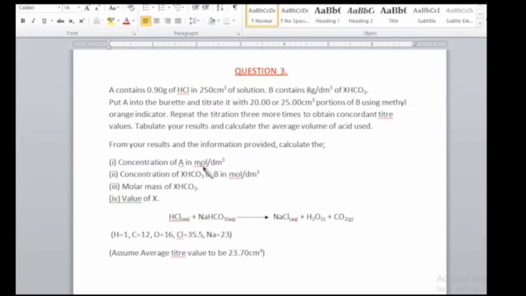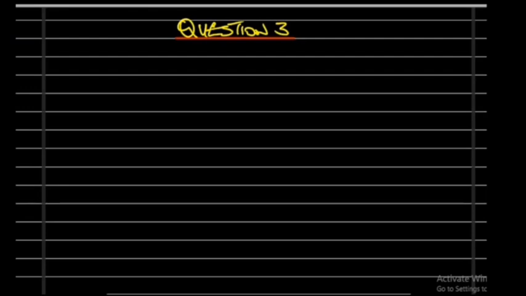So we have to calculate the concentration of A in moles per dm³. For us to be able to do that, we would probably need the concentration of B in moles per dm³, but since we do not have that, let us make do with what we have. We have the value in grams, but it is not per dm³ here, it is in 250 cm³. So let us convert this to 1 dm³ first, get the mass concentration, and when we get our mass concentration, we can now calculate the molar concentration. So this is how we go about that.